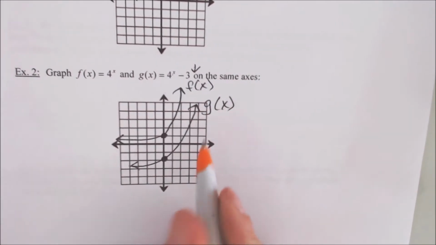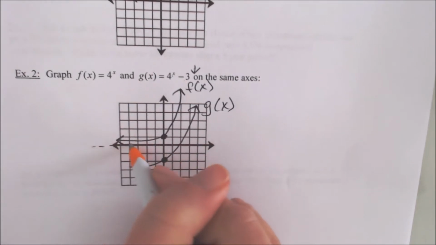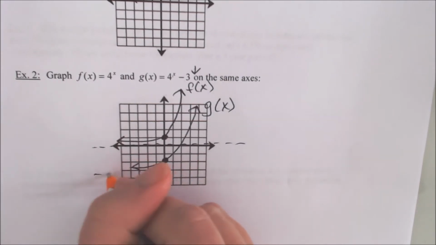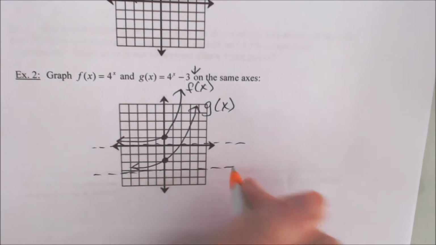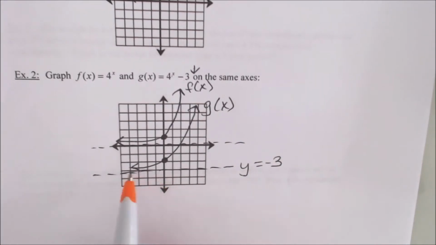When it shifts vertically, there is also a shift with the horizontal asymptote. The horizontal asymptote, remember, was at the x-axis. If I move the graph down 3 units, it's now going to be at y equals negative 3. So if that horizontal asymptote shifts, go ahead and label that as well.